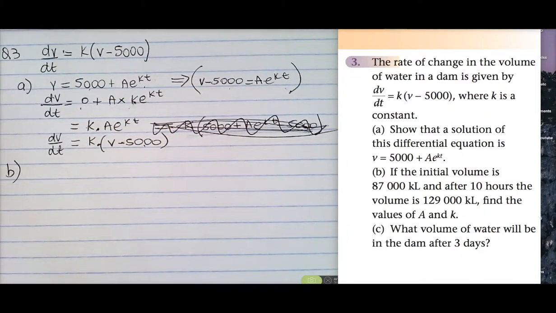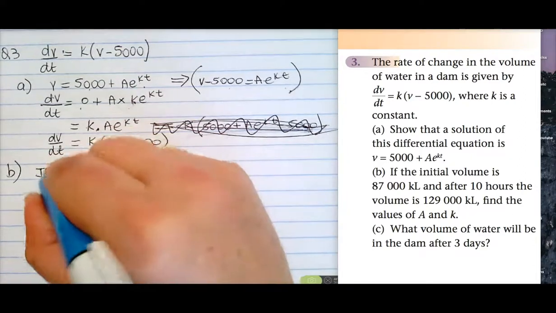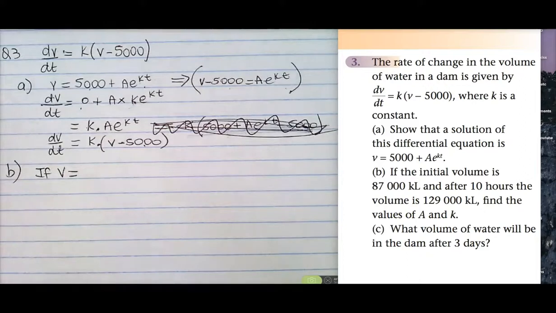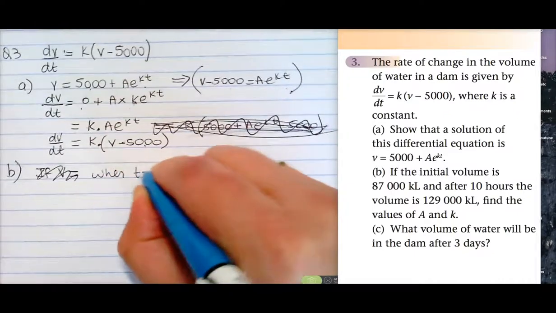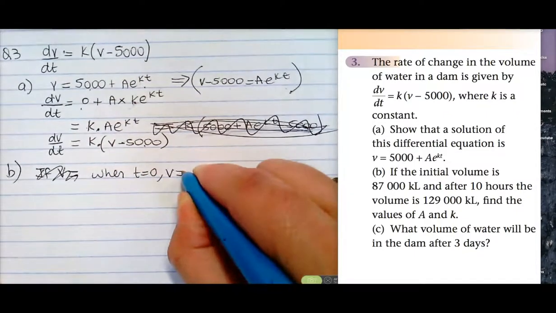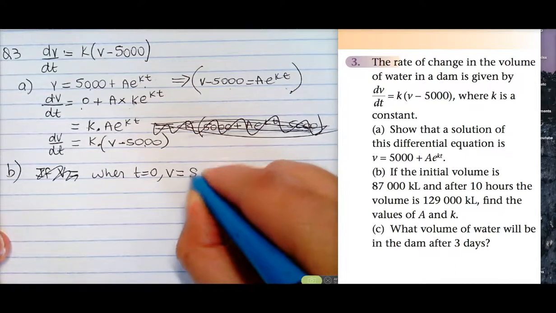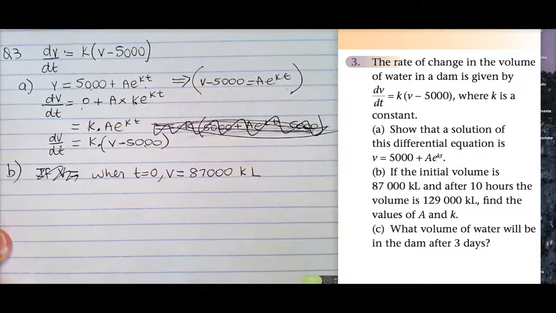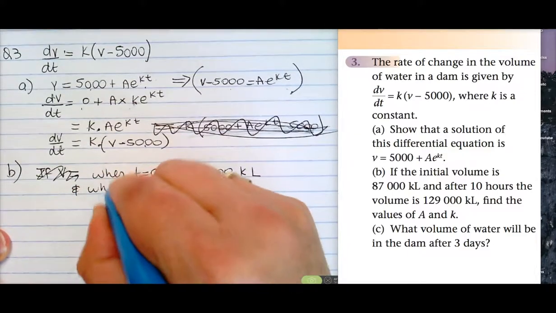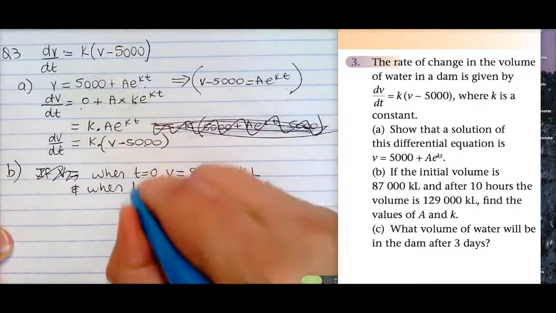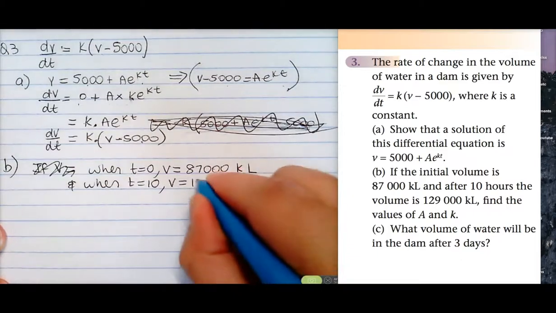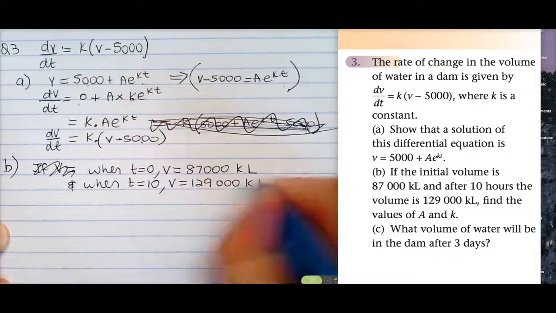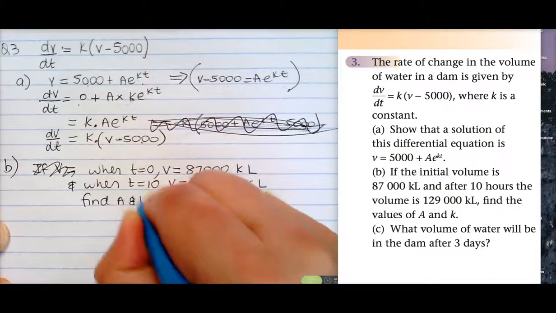If the initial volume is 87,000 kiloliters, how does that translate to mathematical language? When T equals 0, V is 87,000 kiloliters. And what else do we have? When T is 10, V is 129,000 kilolitres. Find A and K.